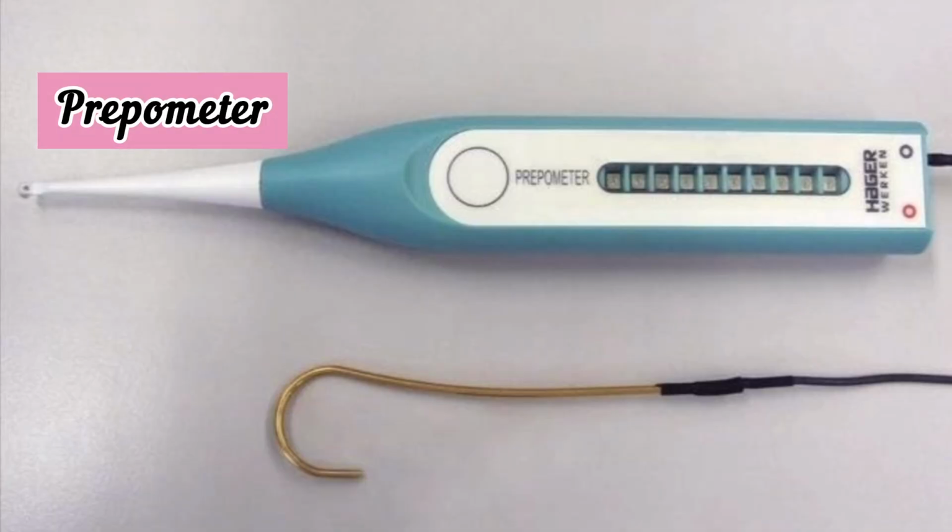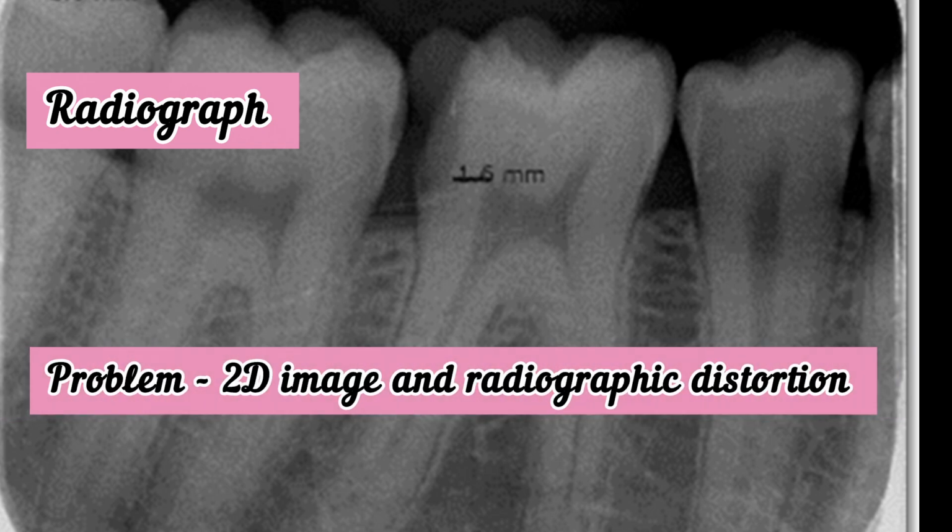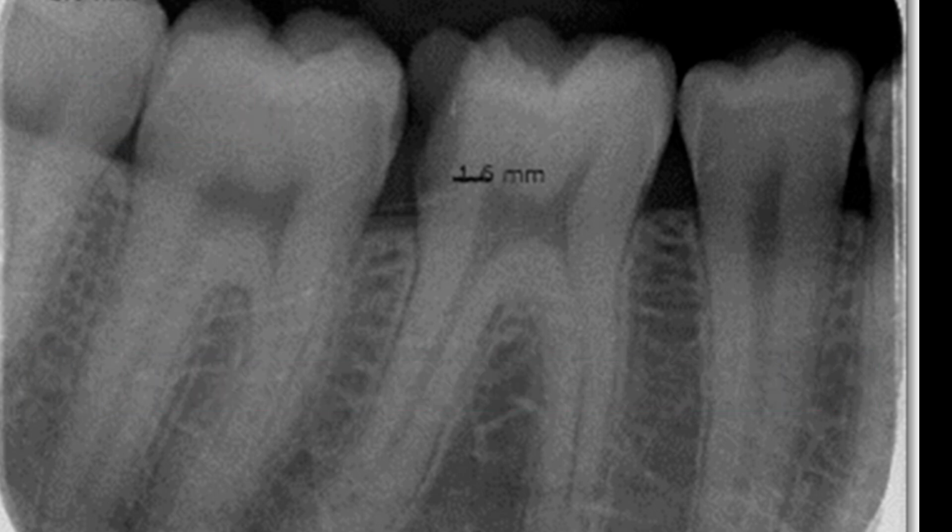Apart from that, there is also an instrument called a prepometer, which can help us assess the remaining dentine thickness more precisely. So, between visual cues like color and texture and tools like the prepometer, we can get a good idea of how much dentine remains. Another method is the radiographic approach, though it does come with a limitation since it is in 2D and there can be radiographic errors or even distortions, making it less precise. But it still gives us a broader overview of dentine thickness.